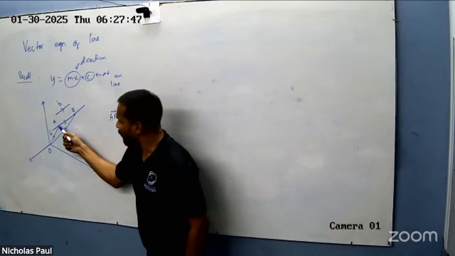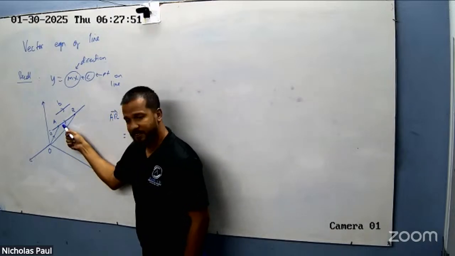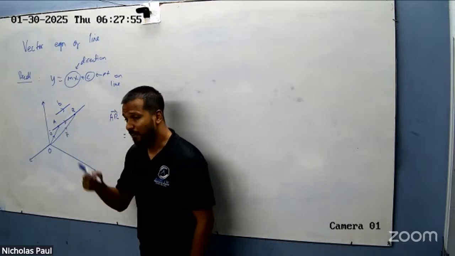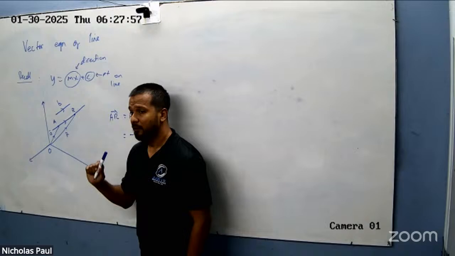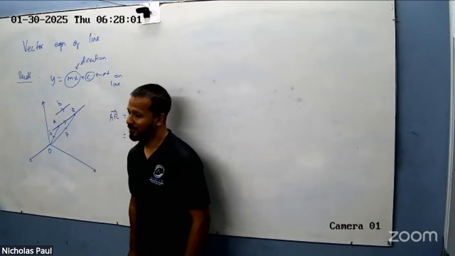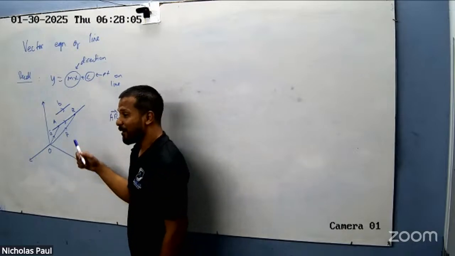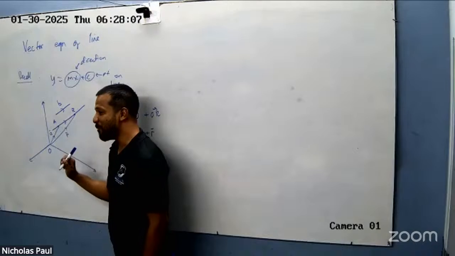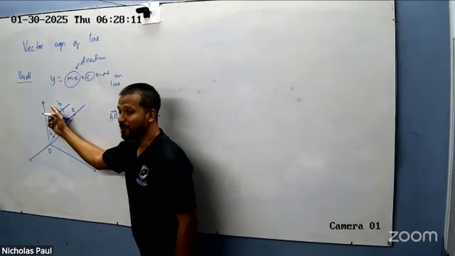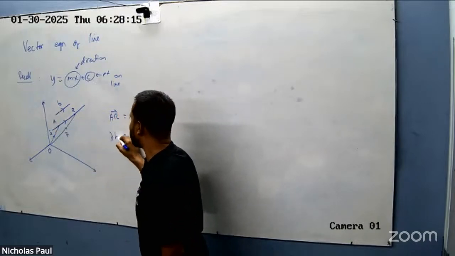But what can you say about ER and p? They are parallel. Parallel vectors are multiples of each other, right? Scalar multiples. So it's a multiple of it. So that is lambda p.